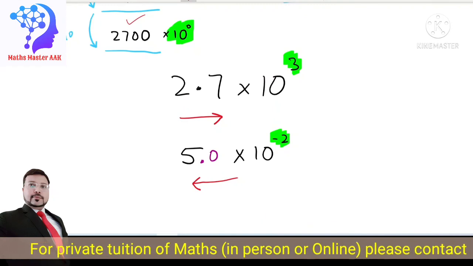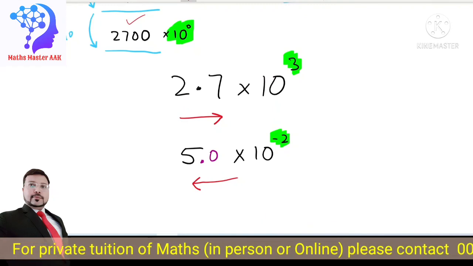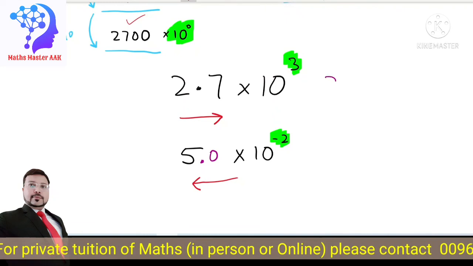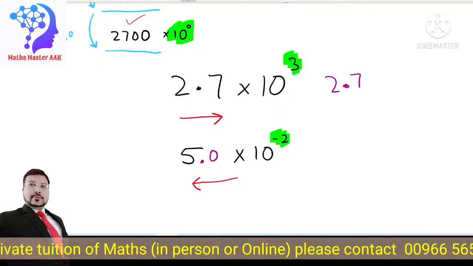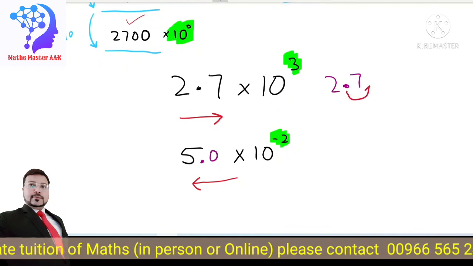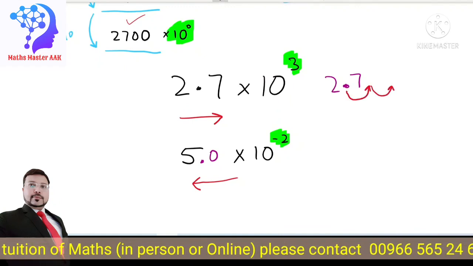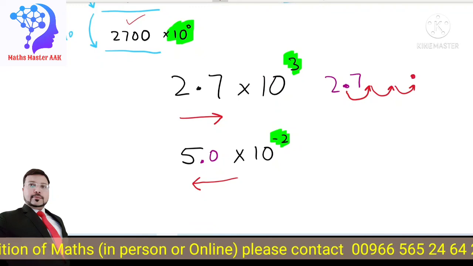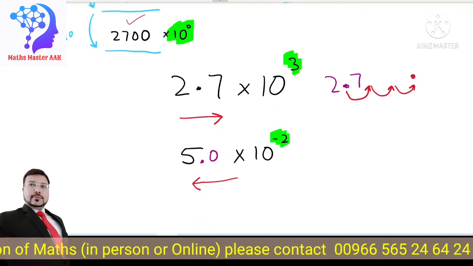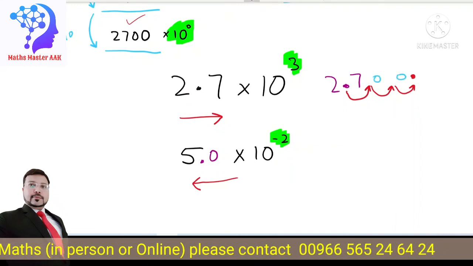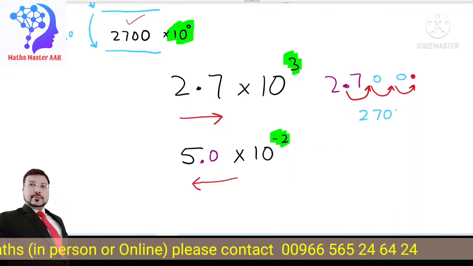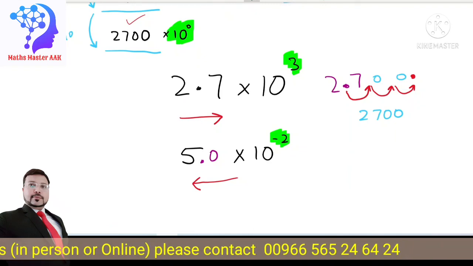So here, 2.7 into 10 raised to power 3. If I move this decimal of 2.7 three times, 1, 2 and 3, the decimal will come here, and as many blank spaces as are here, we will fill with 0. So you can see we again get the same answer by this concept also.